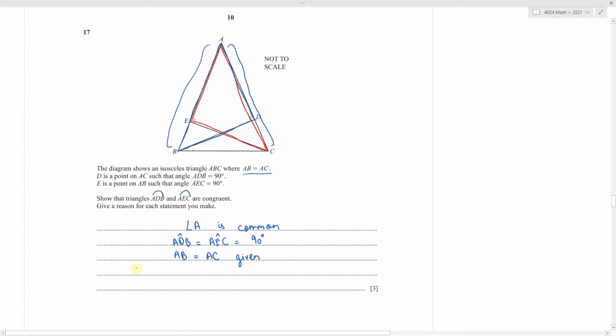So now using the AAS rule, which means two corresponding angles and a corresponding side. So we have two corresponding angles, this which is common, these two corresponding angles are equal, 90 degrees, and these two corresponding sides are equal. So using AAS, triangle ADB and triangle AEC are congruent.